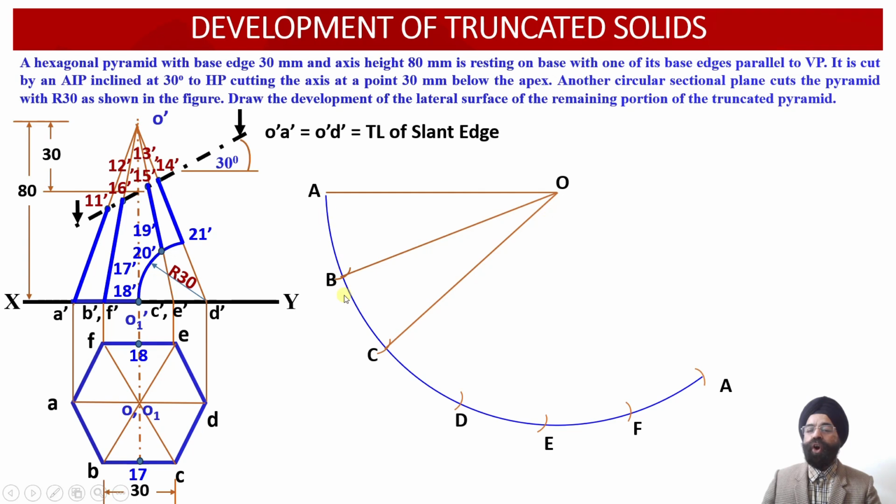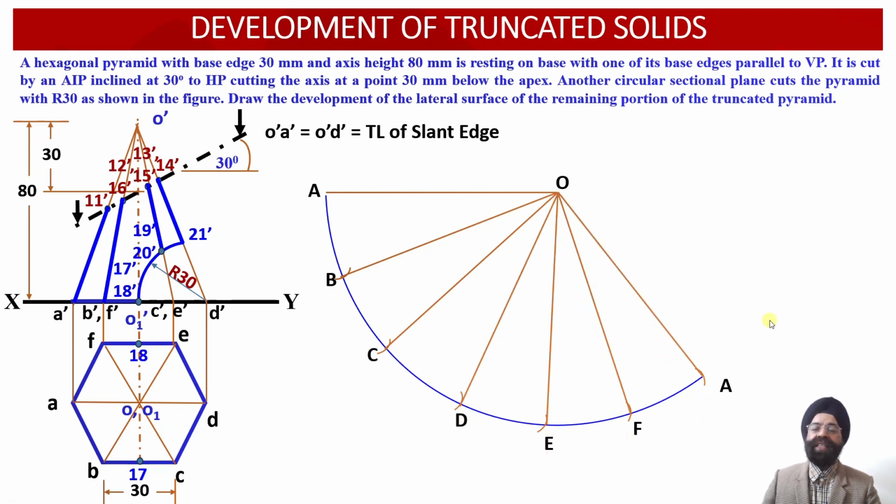Now the 6 corner points corresponding to the base of the hexagonal pyramid have been obtained. Now we can join all these base corners with the apex point, and once we join all of these edges, we have been able to obtain the development of the lateral surface of this untruncated hexagonal pyramid.